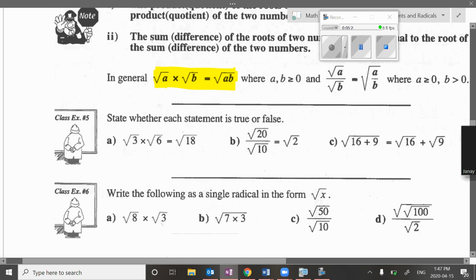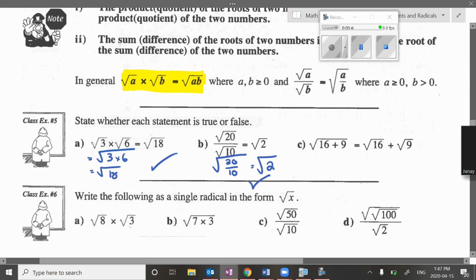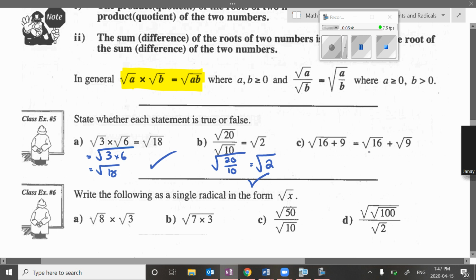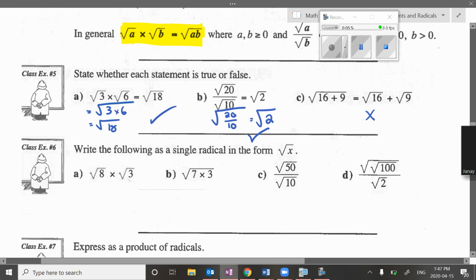Root 3 times root 6, is that the same thing as root 18? We know 3 times 6 is 18, so that is most definitely true. On B, I could write this as root 20 over root 10, which is then the square root of 2, also true. We have addition here, so this is not true. That does not pass the test, that does not work. If you want to, plug into your calculator and see. You'll see those two values don't work.